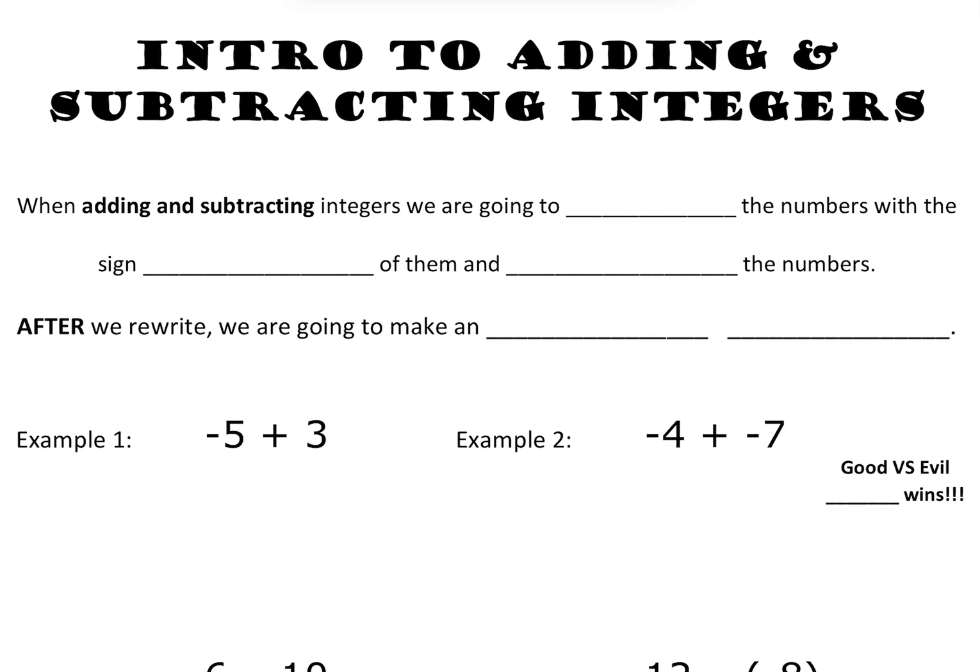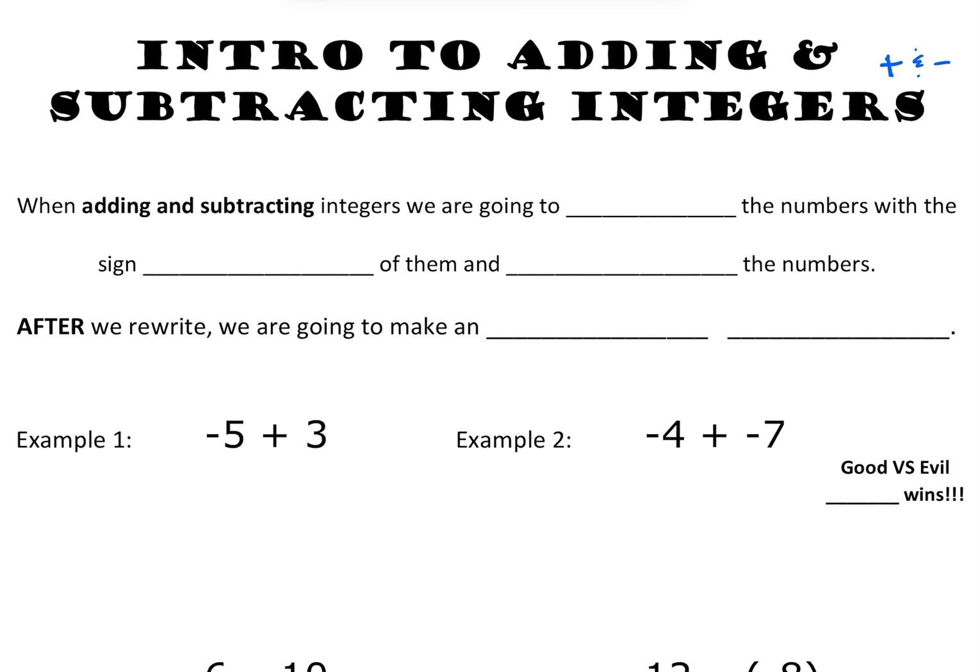Today we are going to start talking about adding and subtracting integers. Every one of you knows how to add and subtract, but the special thing we are going to be doing is integers. Integers are our positives and our negatives, but there are no decimals or fractions. So we are adding and subtracting positives and negatives.